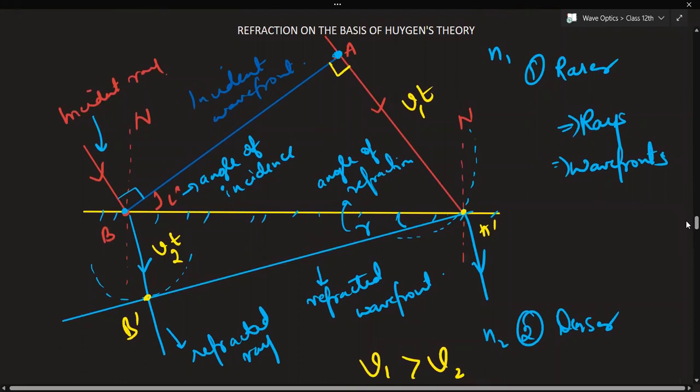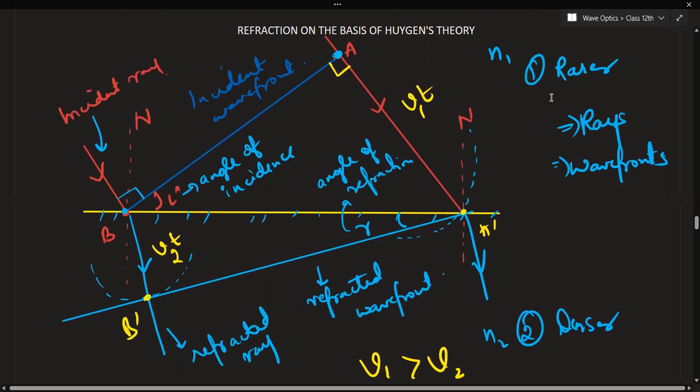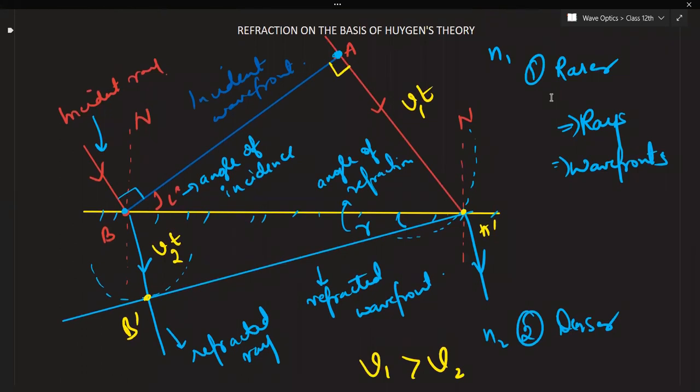So in the question, either of these can come, reflection or refraction. Be prepared. Most probably refraction can be asked. Most of the time refraction is asked in the exam.